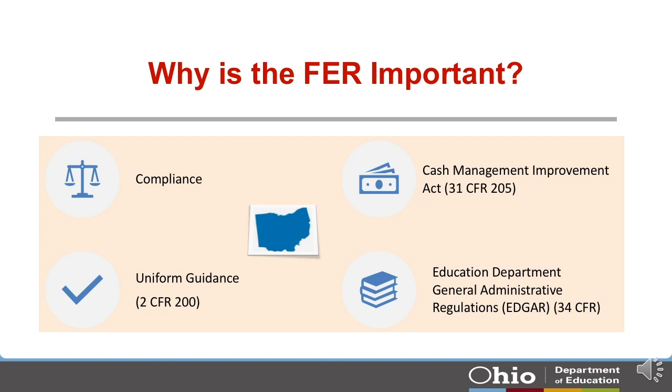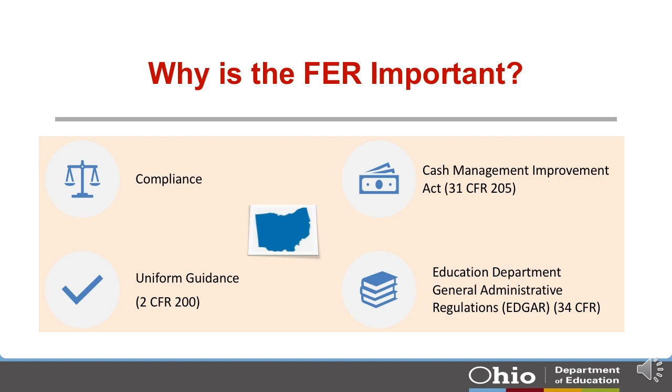Reporting requirements and expenditures claimed on the FER are governed by the Cash Management Improvement Act, codified by Title 31 of the Code of Federal Regulations, or CFR, Section 205; Title 2 CFR, Section 200 of the Federal Uniform Guidance; the Education Department Administrative Regulations, or EDGAR, found in Title 34 of the Code of Federal Regulations; as well as any state regulations. All of these regulations apply to state grants unless stated otherwise by the awarding office.